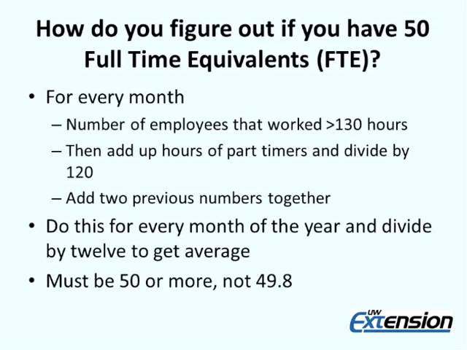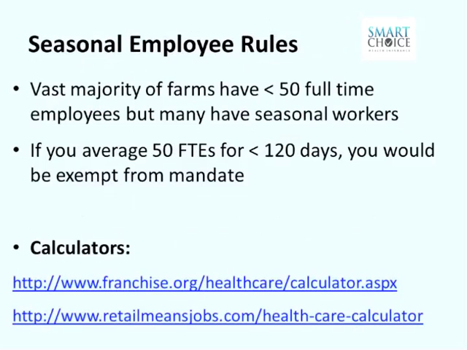If you come up with 50 or more, then you are considered a large employer and you will be required to provide insurance or pay the penalty. If you came up with 49.8, you will not be required to provide insurance. So it cuts right at 50. Any decimal points don't round up underneath that.